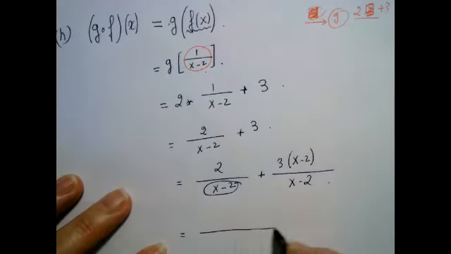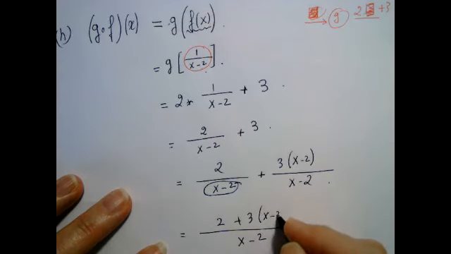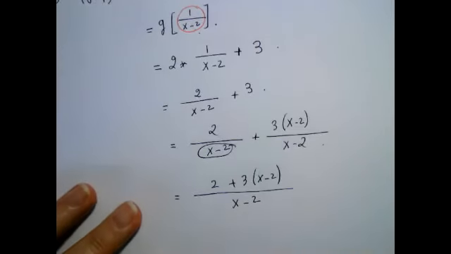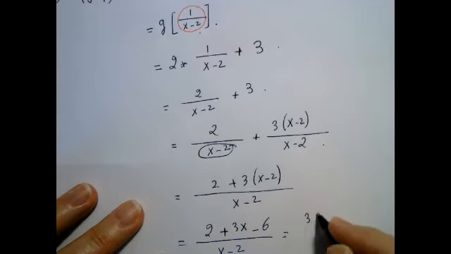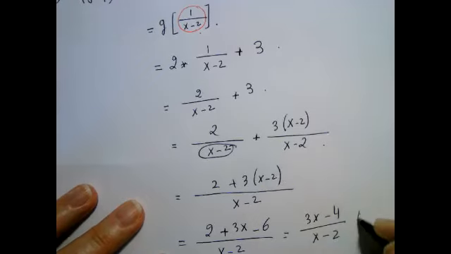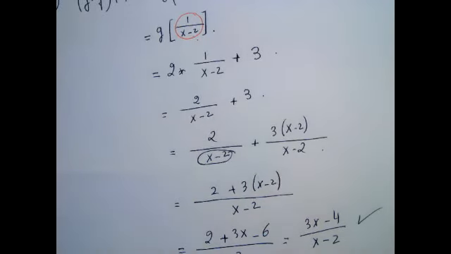So if I have a common denominator, I'm going to join the numerators, x minus 2. And now I combine. I have 2 plus 3 times x minus 6. And this would give me 3x minus 4 over x minus 2. So the answer was correct. Okay.